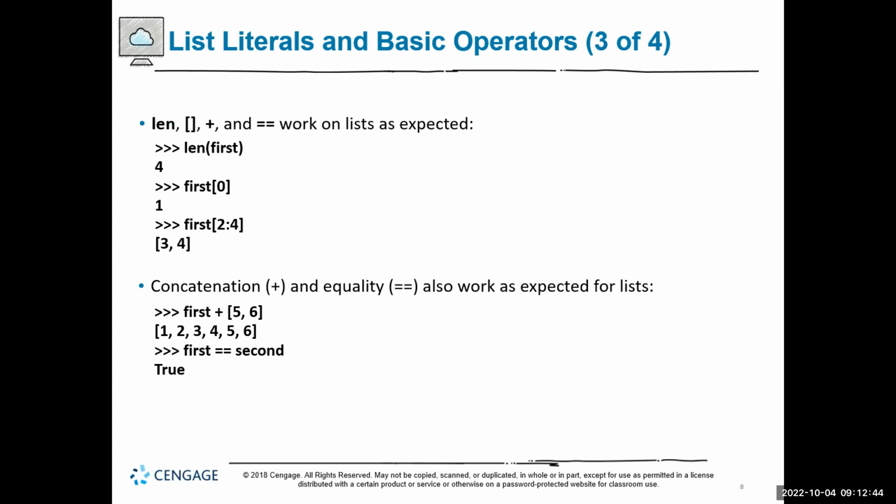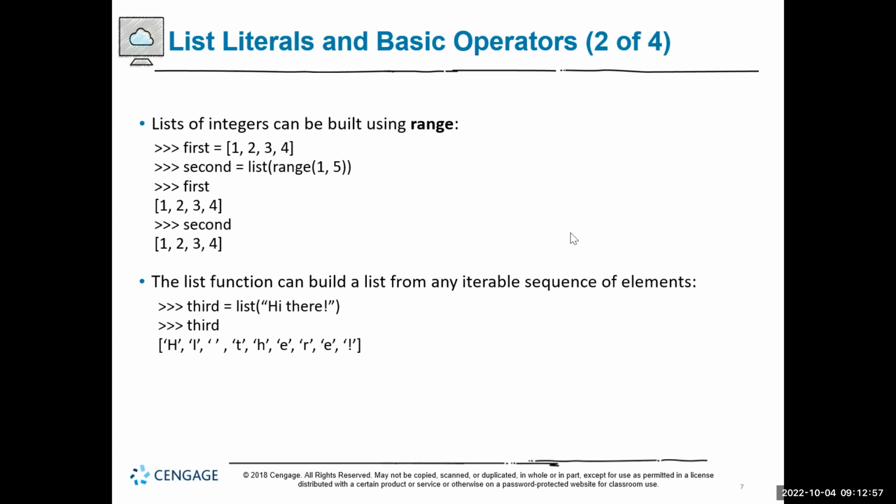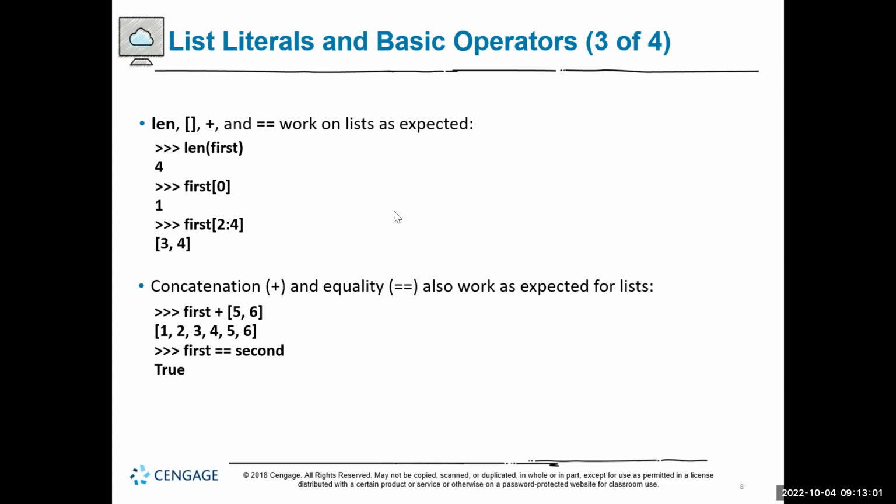Okay, and in the list, you can use the length function. It returns how many elements are in the list, and you have the empty list. You can add them together, and you can compare them together, right? So think about this one: you have the 4 elements. That's why when you use the len function here, it returns that you have 4 elements.